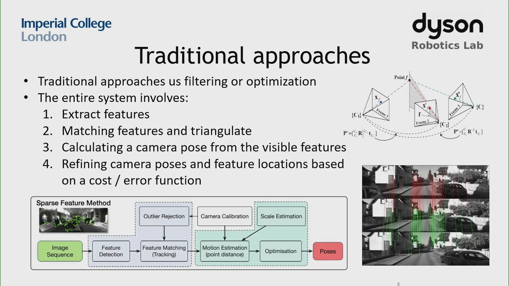Okay, so traditional approaches, as I mentioned, usually are based on some filtering or optimization approach. But there's actually a large number of steps that are involved to extract the information that we need to feed into these algorithms. In addition to just the filtering and the optimization, you need to extract features in your images. You have to match these features across sequential frame-to-frame images. And then you have to triangulate those features. And then from that, you have to calculate your camera pose. And then finally, you can refine that using your optimization or filtering process.